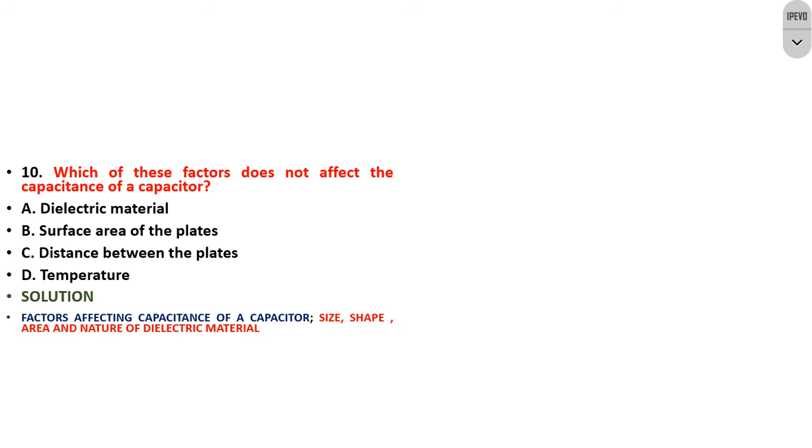Factors affecting capacitance of the capacitor include the size, the shape, the area, and the nature of the dielectric material. So, recall this expression, capacitance of a capacitor, C equals epsilon naught A over D. The epsilon here represents the permittivity of that material, and the area and the distance as well. Looking at that, you can see that temperature is not included. So the correct option is D.